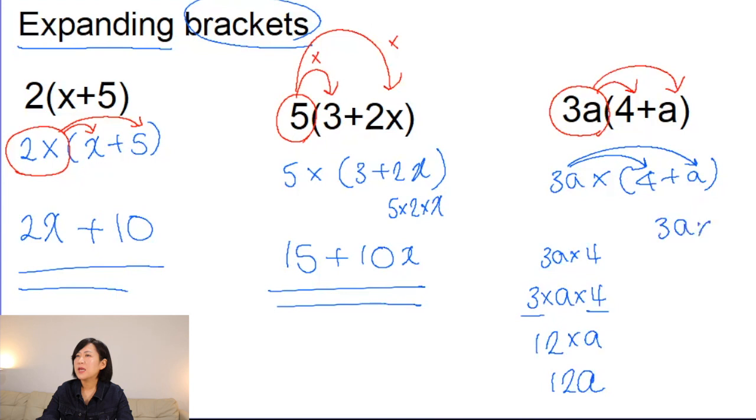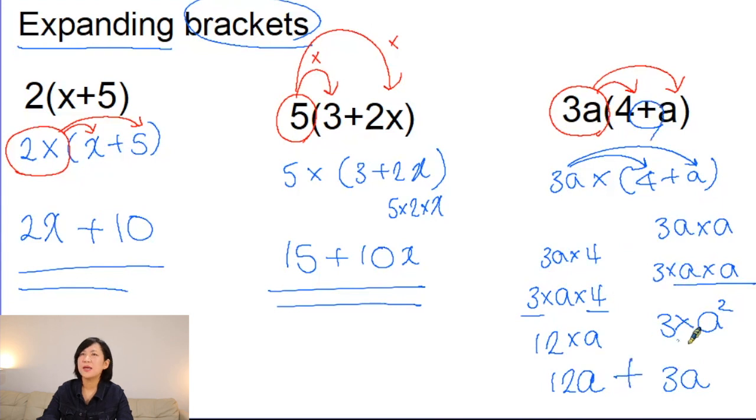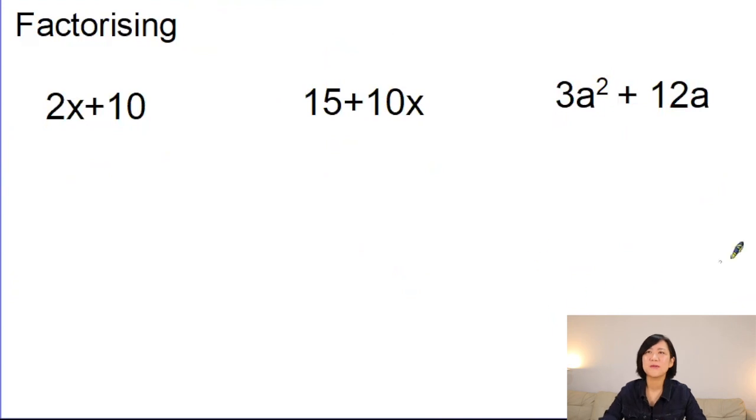Then 3a times a, as you can see, is 3 times a times a. So can you see? a times a is a squared. Remove the times sign, so 3a squared. This is expanding brackets. Now we're going to talk about factorizing.